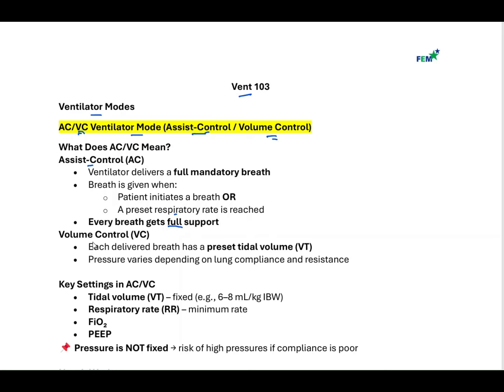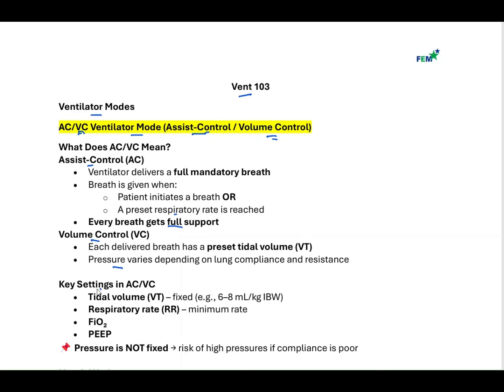That now comes in with the volume control. Each delivered breath has a preset tidal volume. It's the tidal volume that you set, and that's how the breath will be delivered with volume. So for every breath that either the patient initiates or that is based on the rate that you set, the patient will be getting that preset tidal volume. That means what is not fixed is going to be the pressure. That pressure could change based on the lung compliance, as we're going to see later, and the resistance.